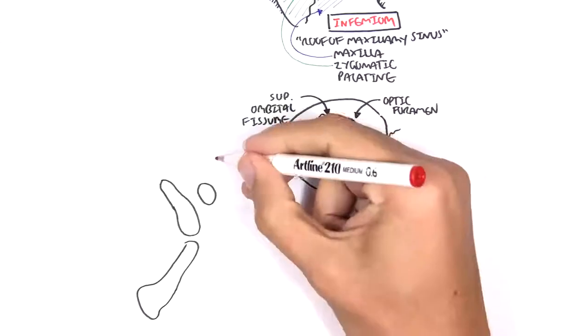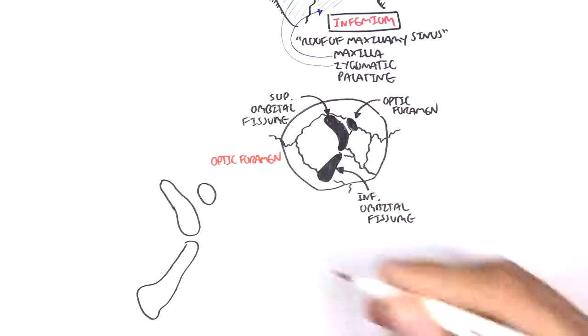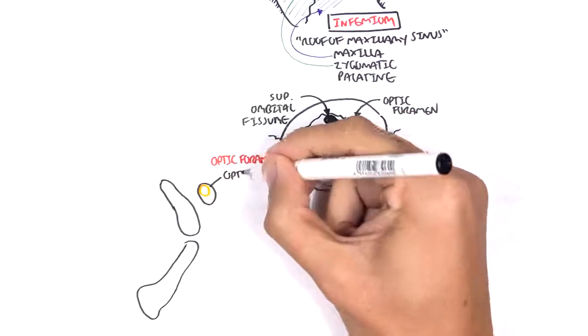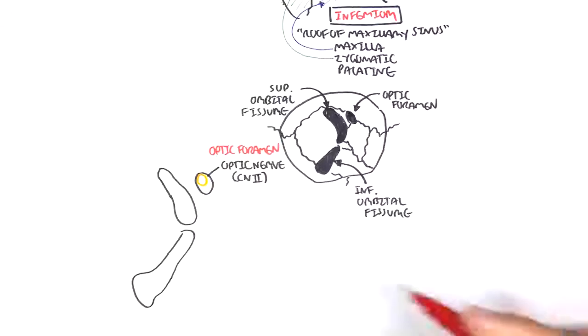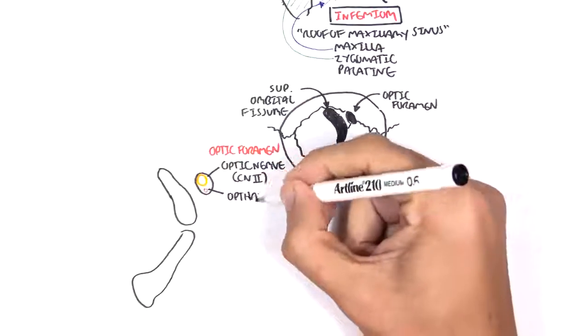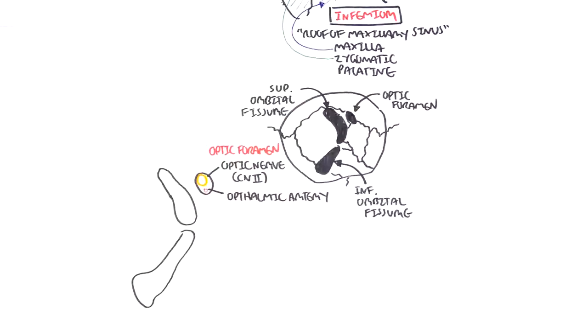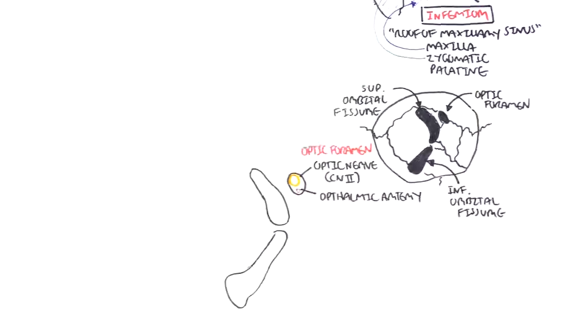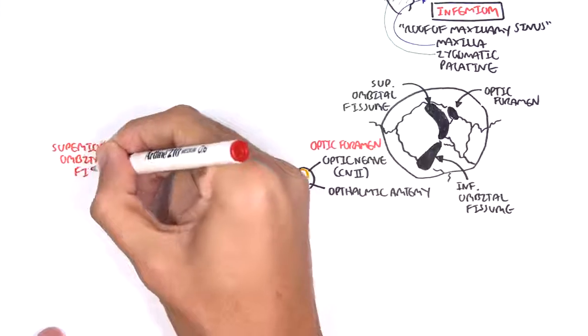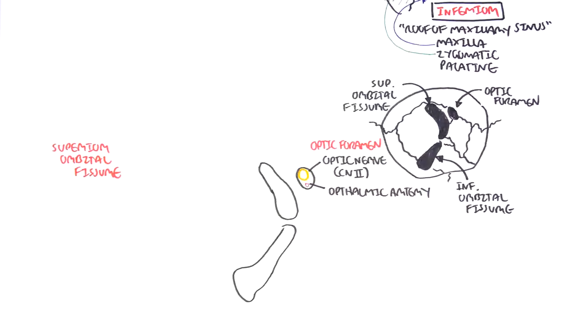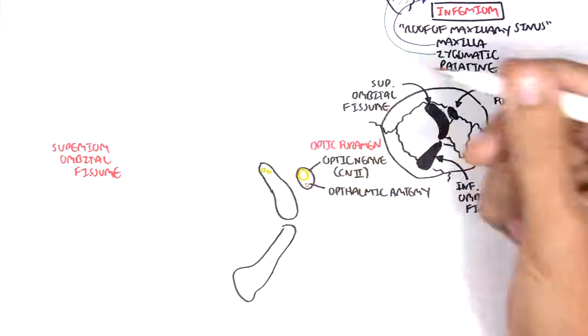This is the optic foramen, and two important structures pass through here: the optic nerve, cranial nerve number 2, and the ophthalmic artery, which supplies the retina. The other hole is the superior orbital fissure. There are many structures that pass through here. Let us begin with the nerves first.